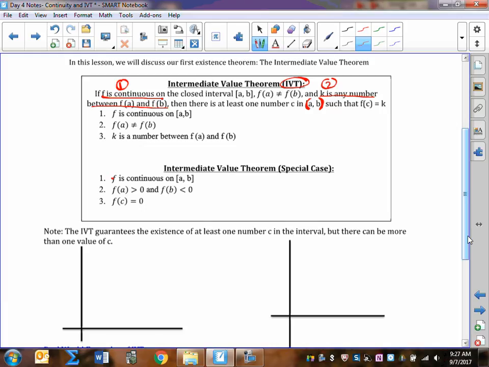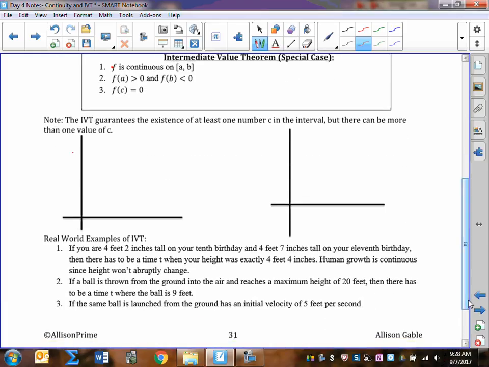Okay. Now there is a special case of our intermediate value theorem, and this is specifically when f of a is greater than 0 and f of b is less than 0. So we have a positive, we have a negative. If that's the case and it's continuous, it has to cross 0 somewhere. Okay, that's what this special case is saying. Let's go ahead and draw out what this is saying. I feel like it'll help you out visually in understanding what this theorem is saying.